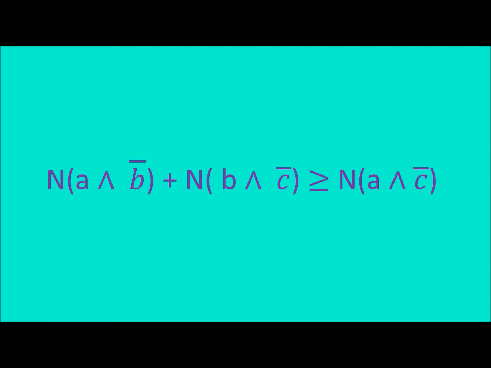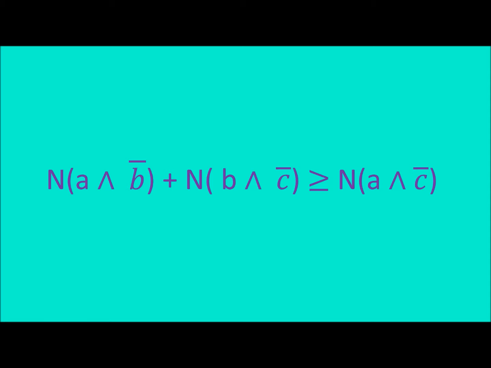This can be seen to be true by noting that if something satisfies A and not C, it satisfies B or it doesn't. If it does satisfy B, it can be counted as satisfying B and not C, and if it doesn't satisfy B, it can be counted as satisfying A and not B.